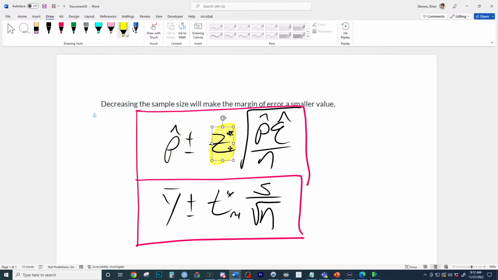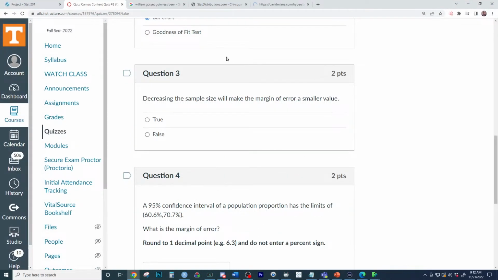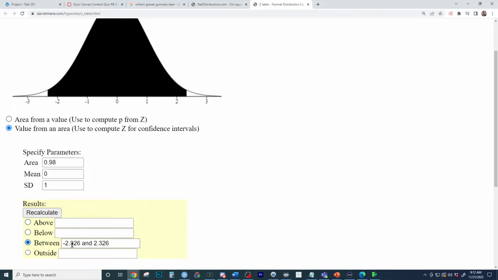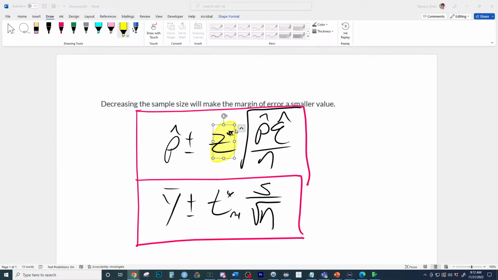Z star is the z score relative to the percent confidence. So if they say make a 95% confidence interval, it'll always be 1.96. If they say make a 98% confidence interval, it'll always be 2.3263. And you can find these values by going over to the David M. Lane applet right here, putting in the second button, going to 98% and clicking between, and there's the 2.3263. These are the z-scores relative to the percent confidence. We put a star on them. That's very important to see because that means relative to the percent confidence.